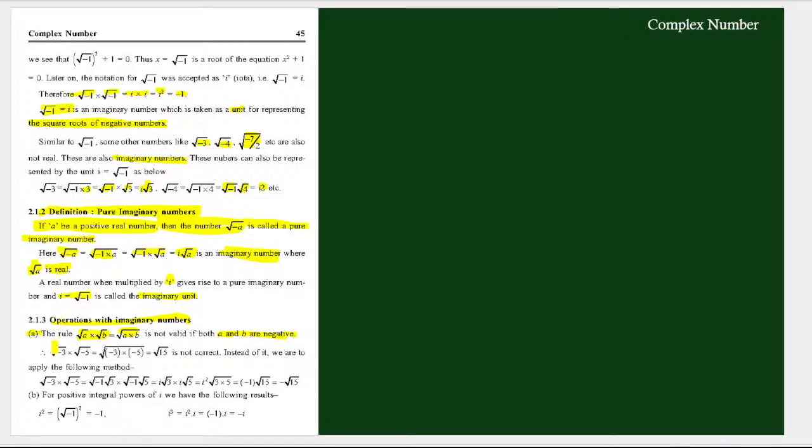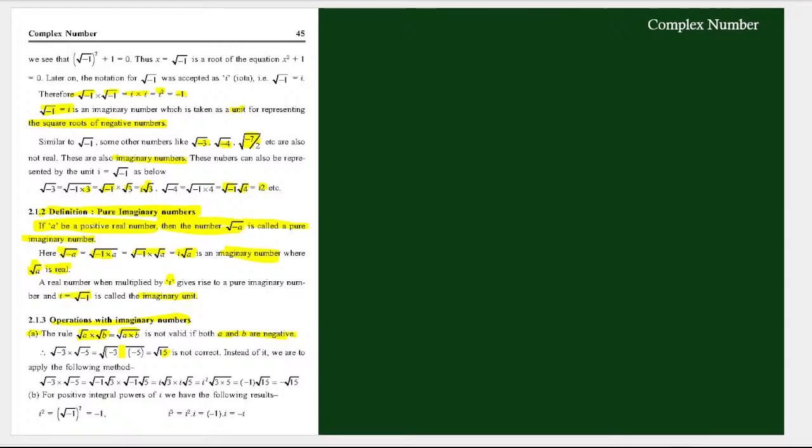Clear? So suppose a is minus 3, b is minus 5. Root over minus 3 into root over minus 5, you can write like this, right? So 3 into 5 is what? 15. Minus into minus becomes positive. This will not be valid here. It will be incorrect.